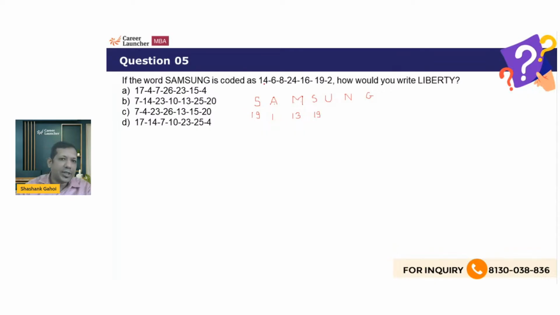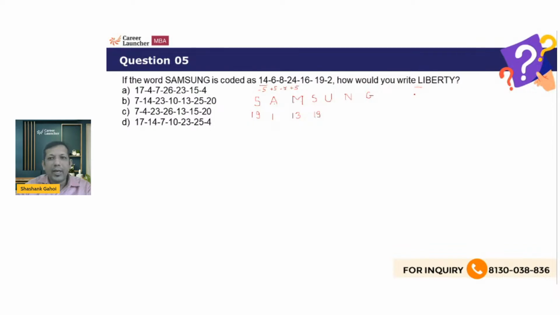I am going to check the arrangement over here. It is 14, so minus 5. It is 6, so plus 5. It is 8, so minus 5. It is 24, so plus 5. So everything is going minus 5, plus 5, minus 5, plus 5, minus 5.